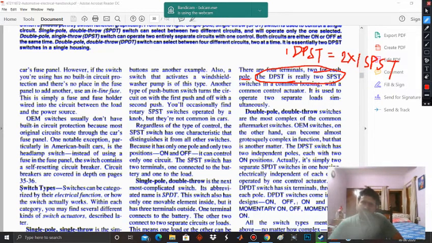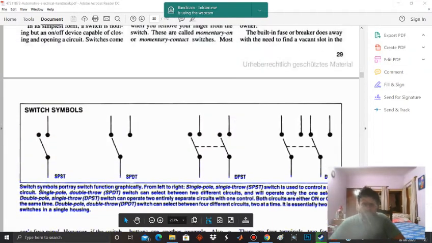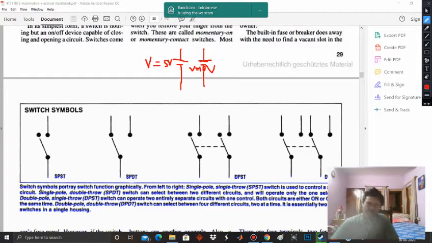So here also we can take the help of an example. Suppose, let us say, you have V equal to 5 volt over here, and here you have V equal to 10 volt, say.